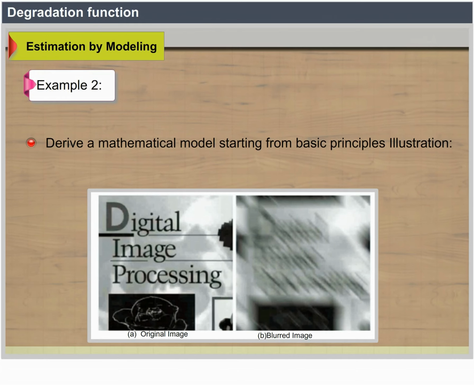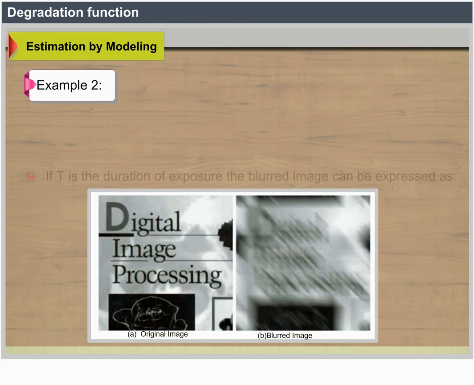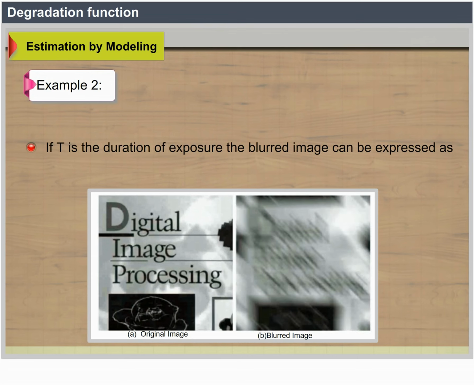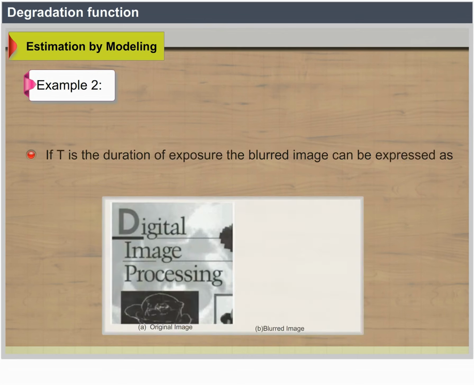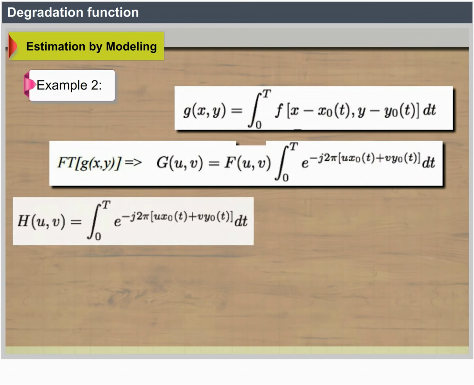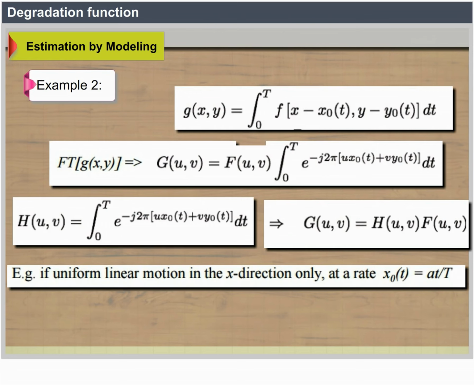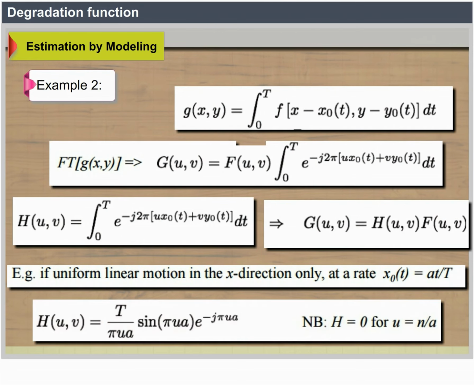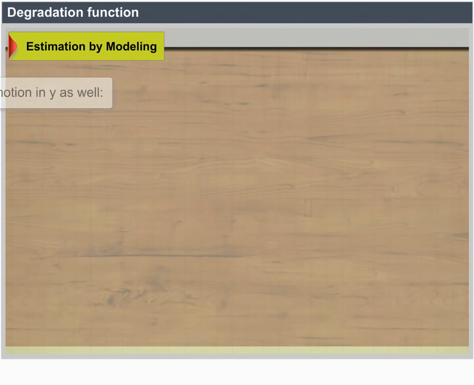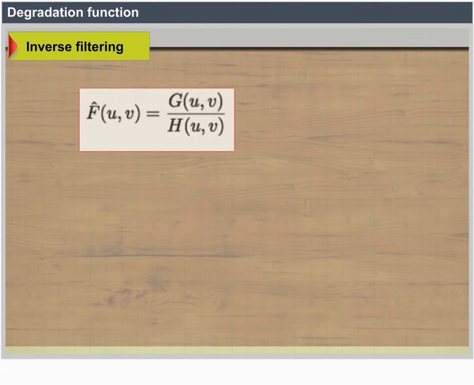Illustration. Image blurring by uniform linear motion between the image and the sensor during image acquisition. If T is the duration of exposure, the blurred image can be expressed as per the equation shown on screen. If there is motion in y as well. We can also see the inverse filtering equation on screen.